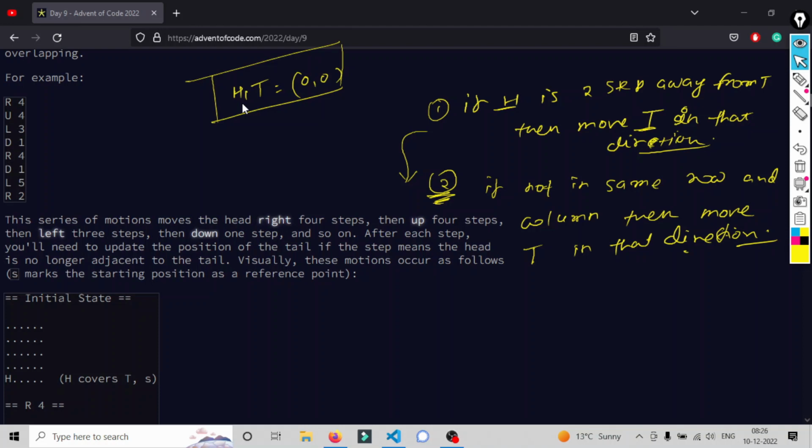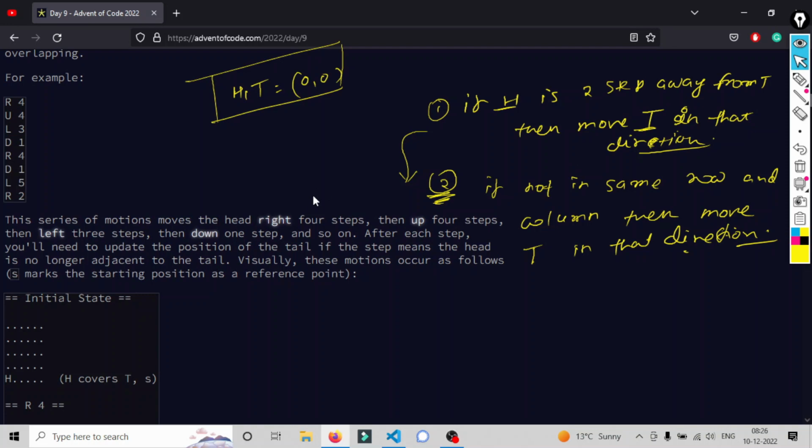Now here it is saying R4, meaning move head 4 positions in the right direction. So these all are instructions for direction: R4 means move head in the right direction by 4 units. U4 means move head in the up direction by 4 units. L means move left by 4 units. D means move down by 1 unit. So these all are instructions for direction, and tail will follow the head based on these two rules.